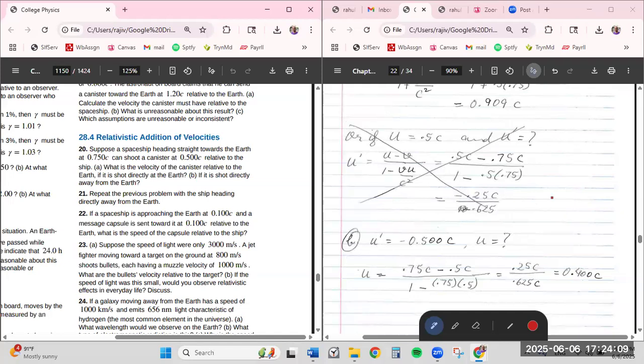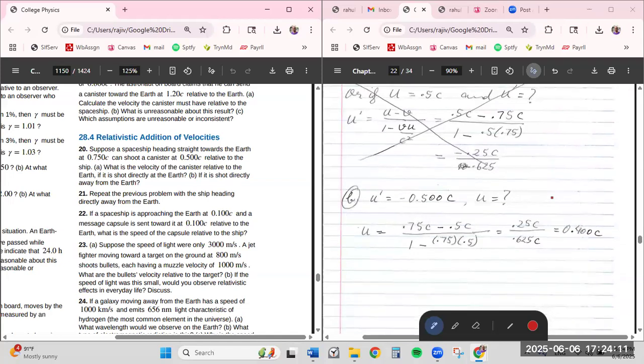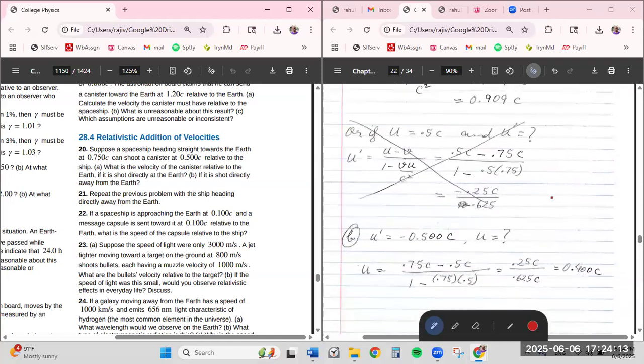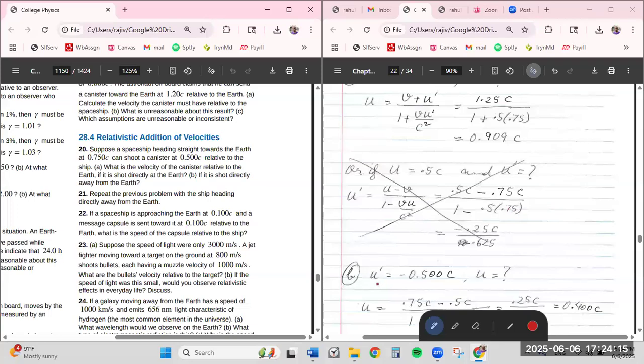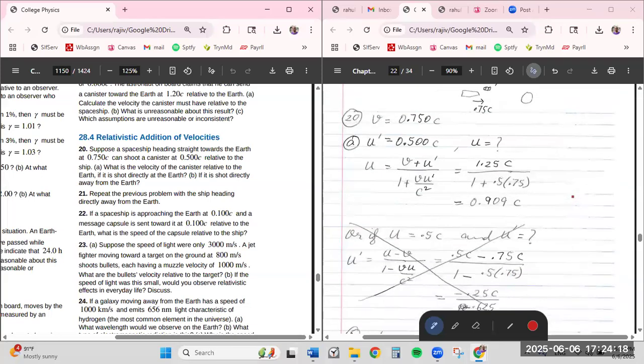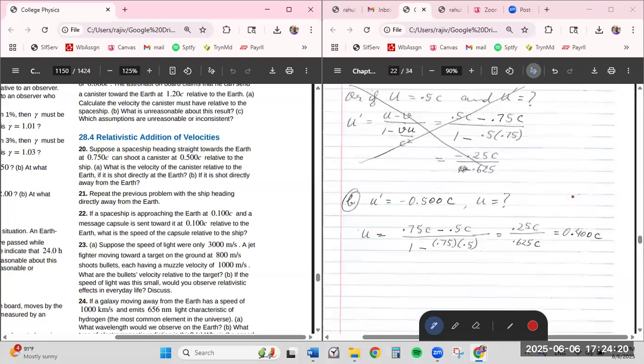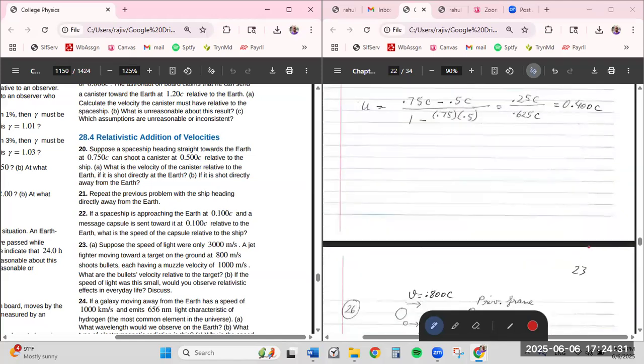Now, for part B, if the canister is shot directly away from the Earth, the only thing that would be different is the sign of u prime. Instead of being positive 0.5, it will now be negative 0.5. Accordingly, the equation changes, and you end up with an answer of 0.4 c.